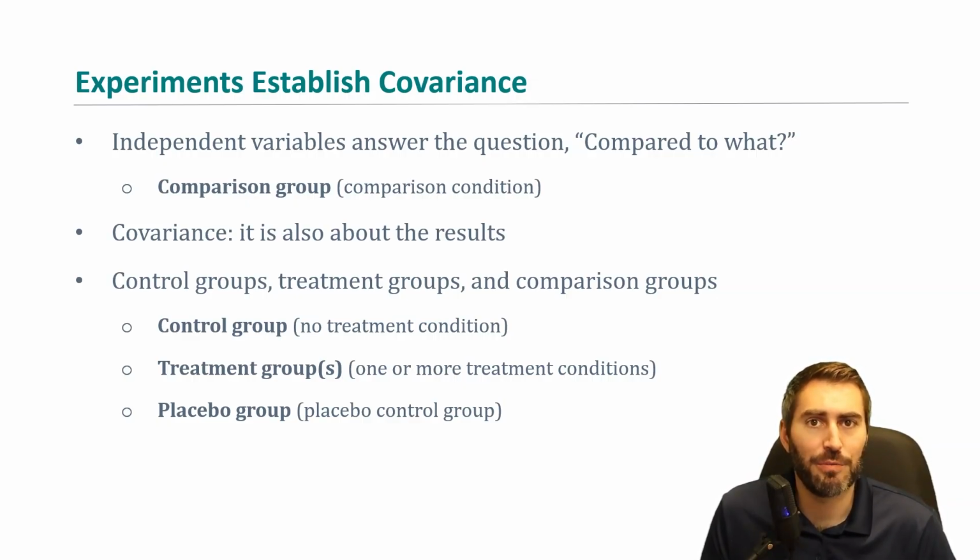Covariance is shown when the results of your groups are actually different, meaning the mean scores of your dependent variable shift depending on the level of your independent variable.